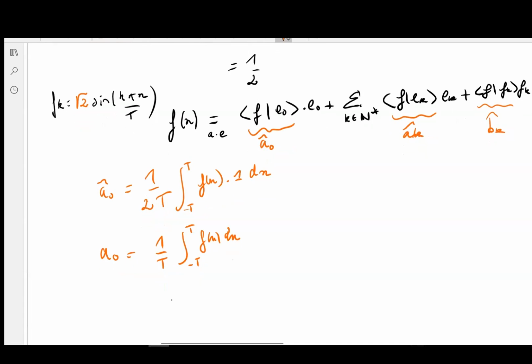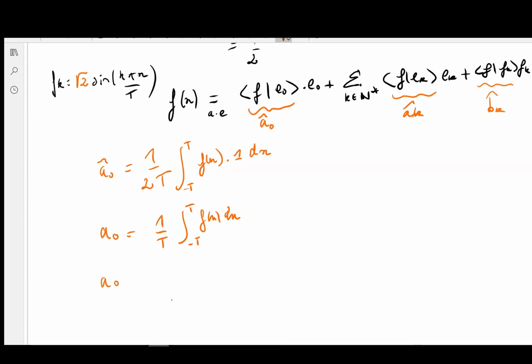Okay, so obviously we're going to get a0 hat is going to be a0 over 2. Okay, and then what about the other ones? We have that a hat, the usual expansion of f should be given by ak cosine of k pi x over t plus bk sine of k pi x over t.